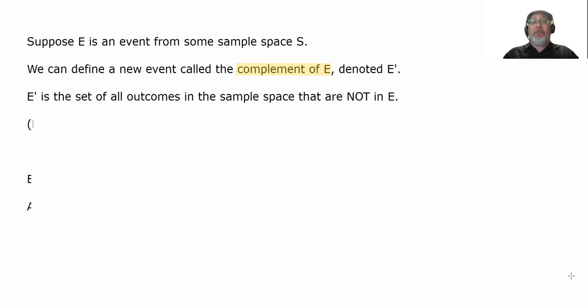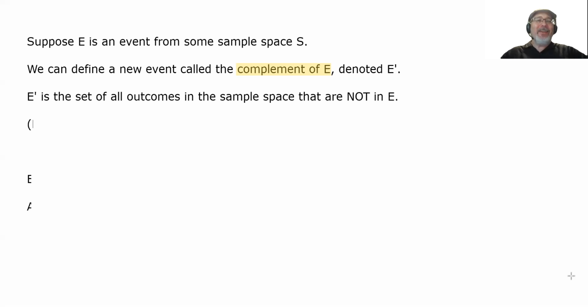Suppose E is an event from a sample space S. Let that sink in. S is all the possible outcomes to an experiment. E is some of those outcomes. We can define a new event called the complement of E, denoted as E prime. That's how you could read that. E prime. Where have we seen that before? Anyway, but we'll read it E complement. We'll not bring in the notation used in calculus.